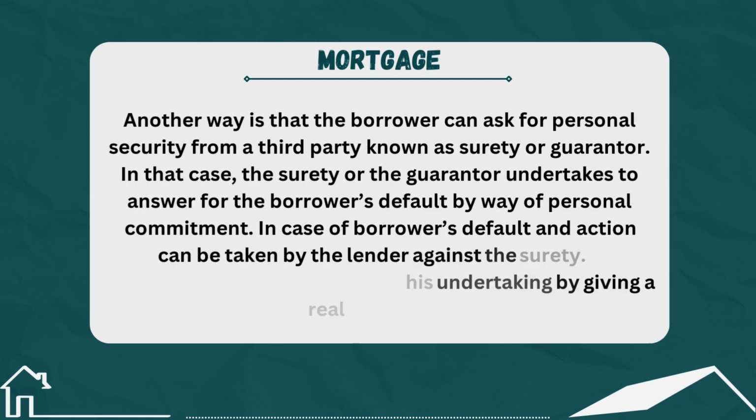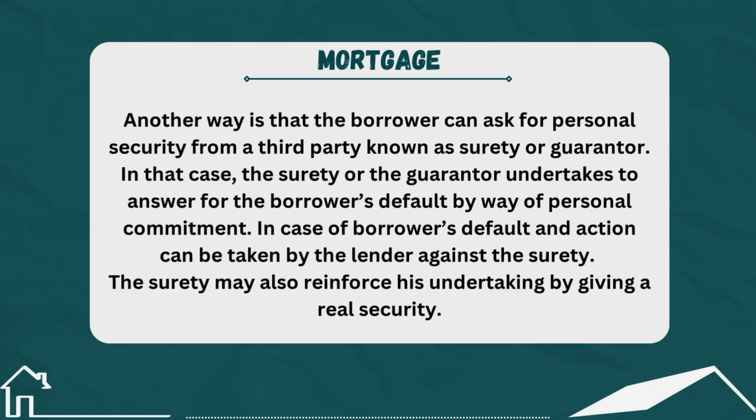Another way is that the borrower can ask for personal security from a third party, known as a surety or guarantor. In that case, the surety or the guarantor undertakes to answer for the borrower's default by way of personal commitment. In case of the borrower's default, an action can be taken by the lender against the surety. The surety may also reinforce his undertaking by giving a real security.